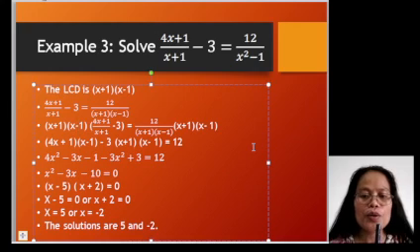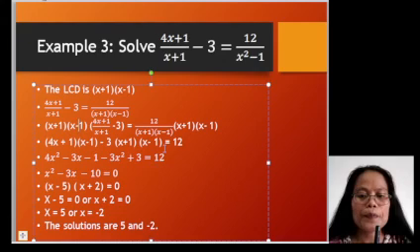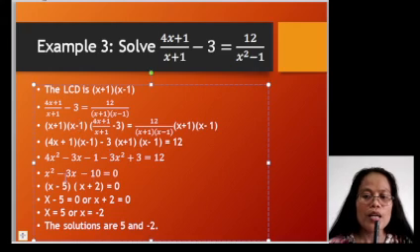So we need to subtract 2 from both sides of the equation. So we have x squared minus 3x is equal to 10. And then we will subtract again from both sides of the equation. So we have x squared minus 3x minus 10, and 10 minus 10 is 0.